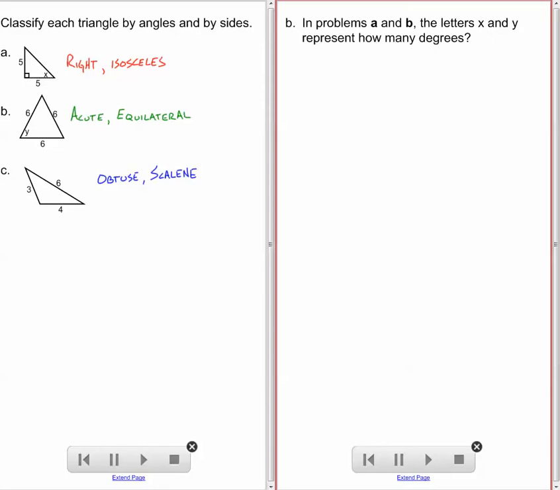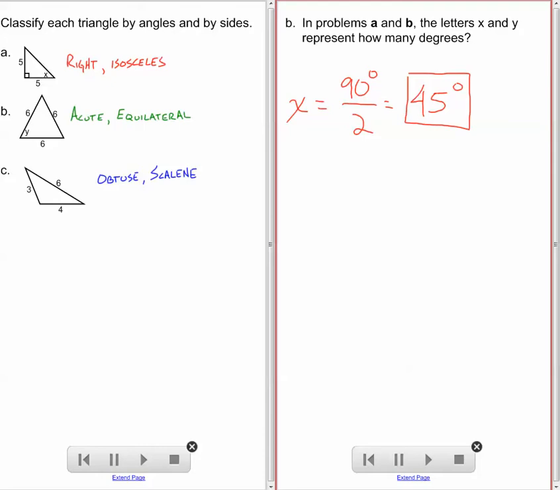Well, because the opposite sides are equal, I know that both those angles are equal. So I'll just take 90 divided by 2, and I'll get 45 degrees. Okay, so in a triangle, if the sides opposite two angles are congruent, then the angles are congruent. If the sides opposite two angles are congruent, then the angles are congruent.